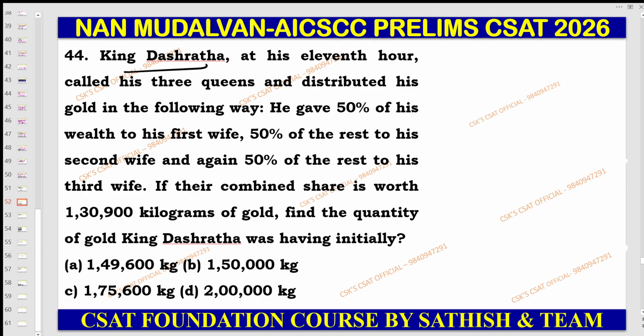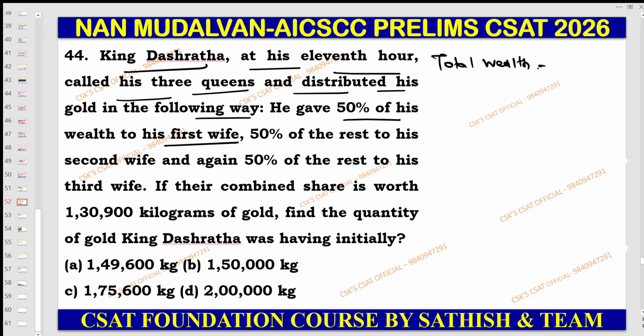Listen. King Dasaratha at his 11th hour called his three queens and distributed his gold in the following ways. He gave 50% of his wealth to the first wife. Total wealth you don't know, so take the total wealth as P. 50% he gave to the first wife. Next, 50% of the rest to the second wife. This is the 50% remaining.